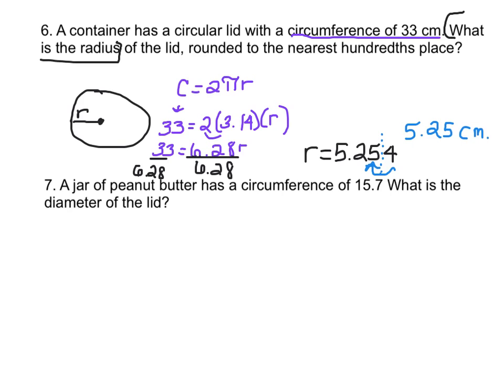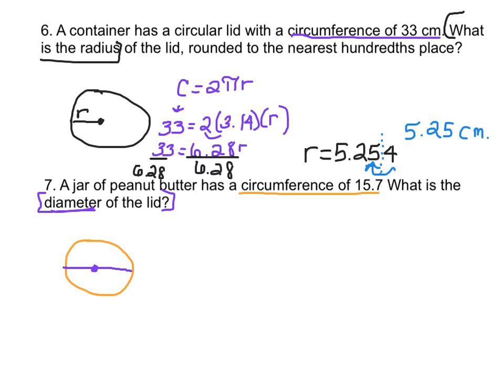Now go ahead and solve problem number 7. So for number 7, I have a jar of peanut butter that has a circumference of 15.7. That's important. What is the diameter of the lid? So this is a little different because it's now asking for the diameter. If I have my peanut butter jar, this question is now asking for the line that goes through the center all the way across.